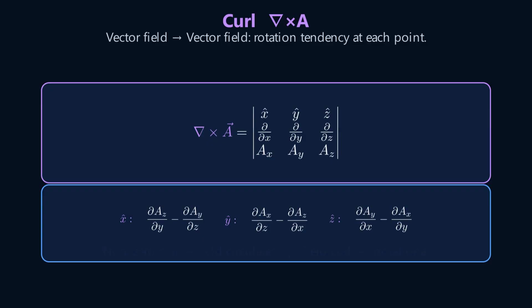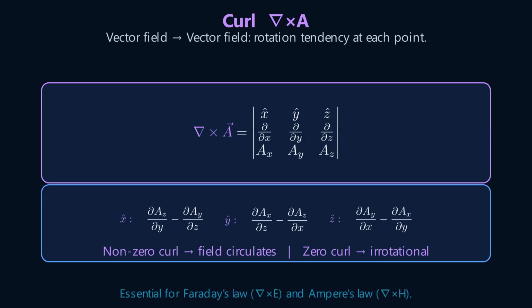The x component is partial A z over partial y minus partial A y over partial z. The y component is partial A x over partial z minus partial A z over partial x. The z component is partial A y over partial x minus partial A x over partial y. Physically, a non-zero curl means the field has rotational behavior. A field with zero curl everywhere is called irrotational. The curl will be essential for Faraday's law and Ampere's law.